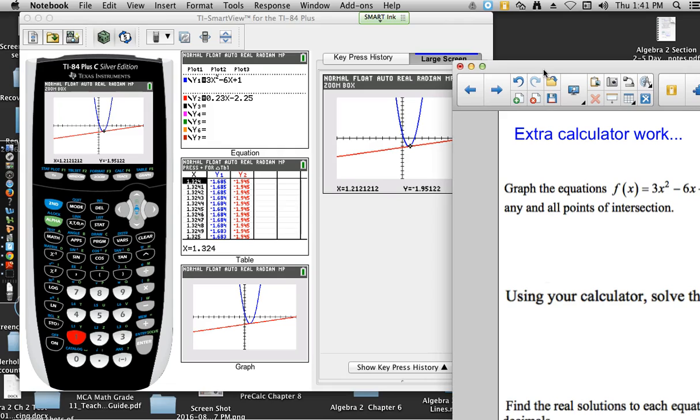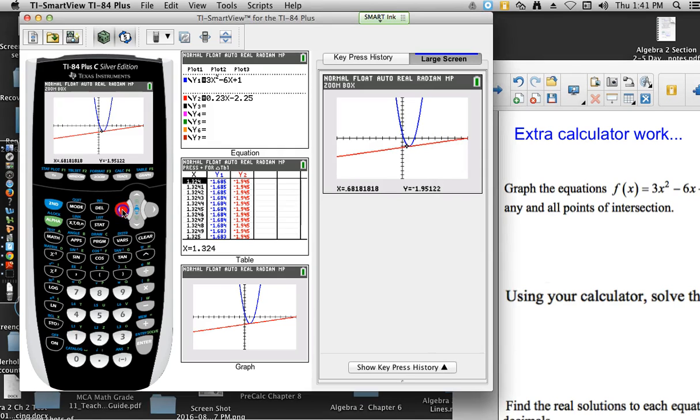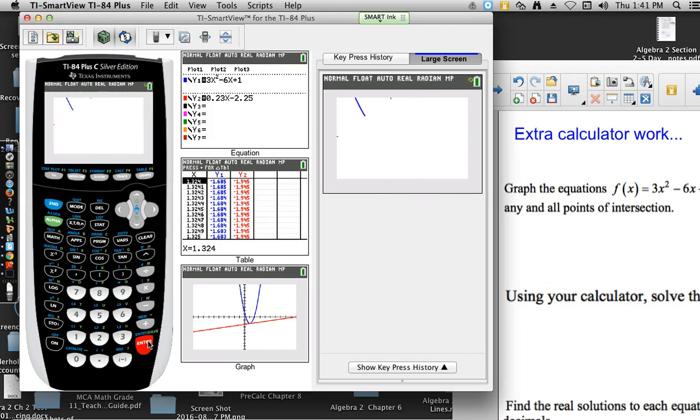So I need my little cursor, and I'm going to make my box starting right there. So then I arrow down, and I arrow to the right, in the hopes that I can see this region a little more closely. And I hit enter, and it's going to zoom in on that. So there's my quadratic. There's my line. And you start to see that, hey, maybe those 2 aren't touching.